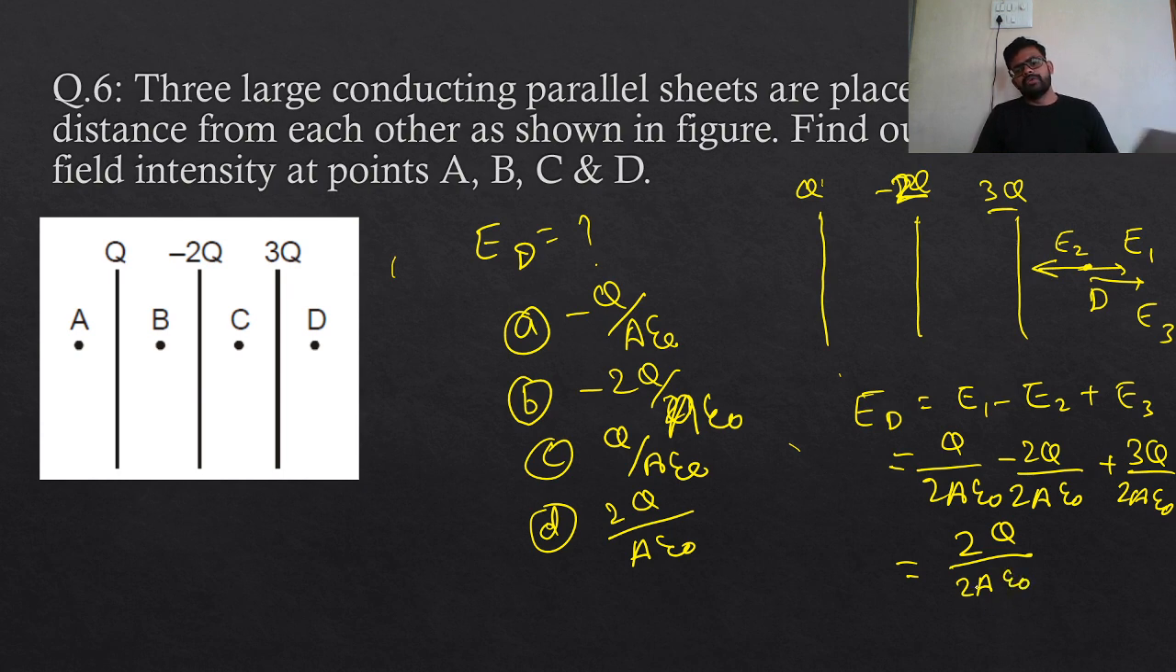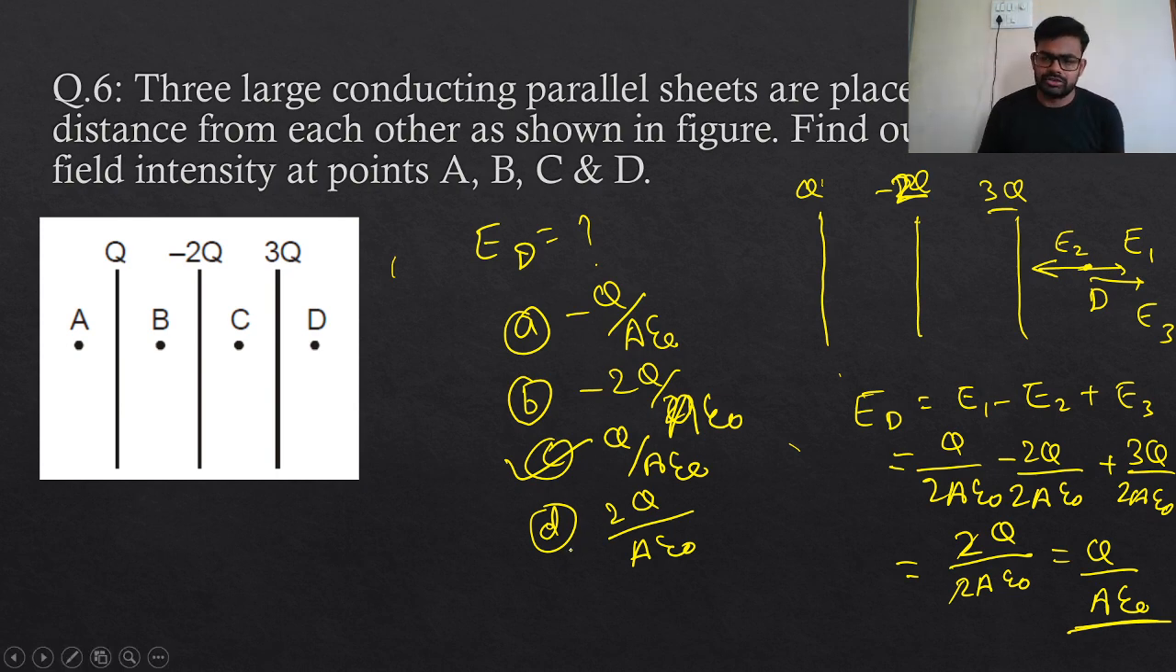Okay, so finally what answer will you get? Let us cancel this 2 with the 2 in the denominator. So you are getting q upon a epsilon naught. That's all, this is the answer. Done, my dear friends, right? So this is the simple question.